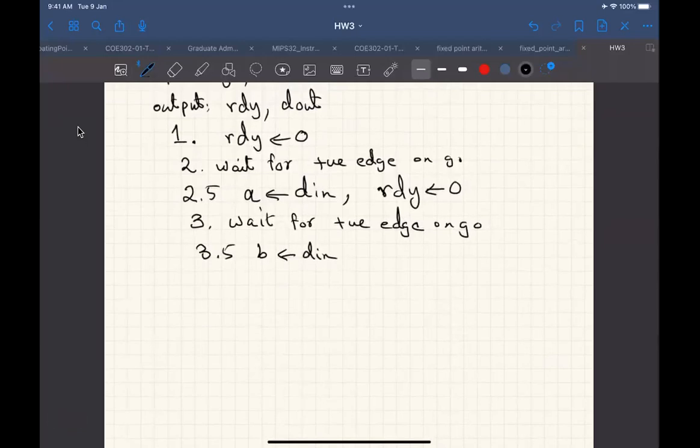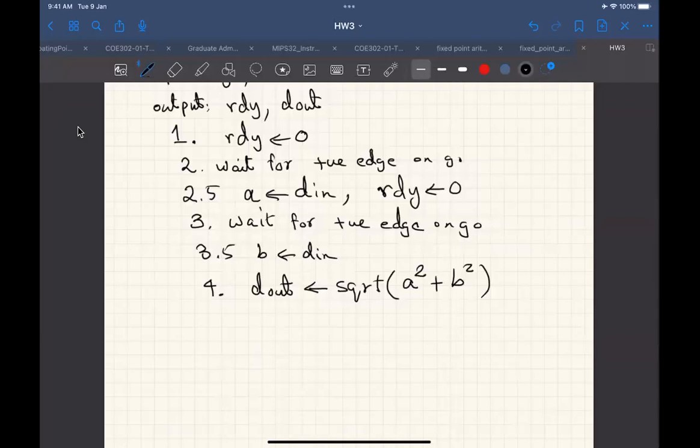So I can say at step 4 now, my H, which is D out in this case, is going to be equal to the square root of A squared plus B squared. But this is very high level for hardware. Remember, we want to make our algorithm suitable for hardware implementation.